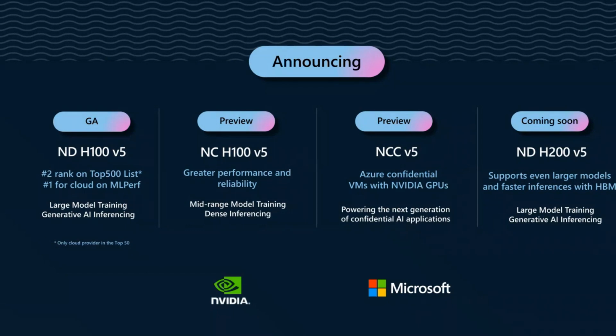Now, this was based on customer feedback. This virtual machine series is optimized for large language model inference and can support larger models and more inferences with the same latency as our H100 VMs as well.